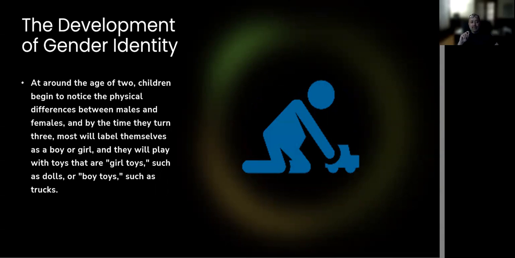So, the development of gender identity. At around the age of 2, children begin to notice the physical differences between males and females. By the time they turn 3, most will label themselves as a boy or a girl, and they will play with certain toys. For example, girls will play with dolls and boys will play with trucks. By the time they're 4, they will have a sense of their gender identity and practice gender role behavior, or doing things that girls do and boys do.